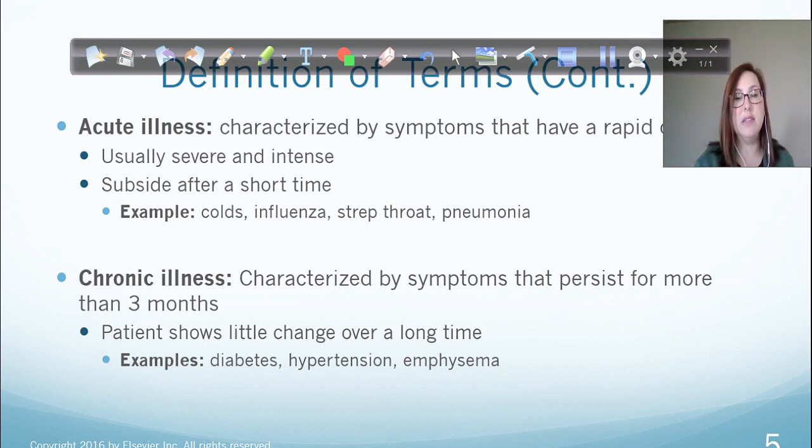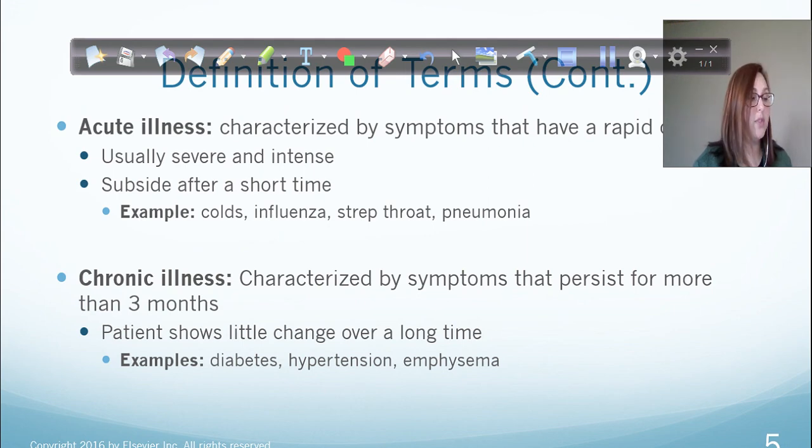And a chronic illness, that's symptoms that persist for more than 3 months. So the patient shows little change over a long time. Hypertension is a very good example of a chronic illness. Emphysema and diabetes, those are both chronic.